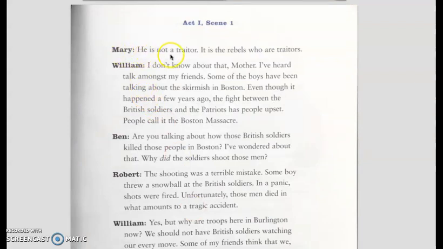Mary. He is not a traitor. It is the rebels who are traitors. William. I don't know about that, mother. I've heard talk amongst my friends. Some of the boys have been talking about the skirmish in Boston. Even though it happened a few years ago, the fight between the British soldiers and the patriots has people upset. People call it the Boston Massacre.